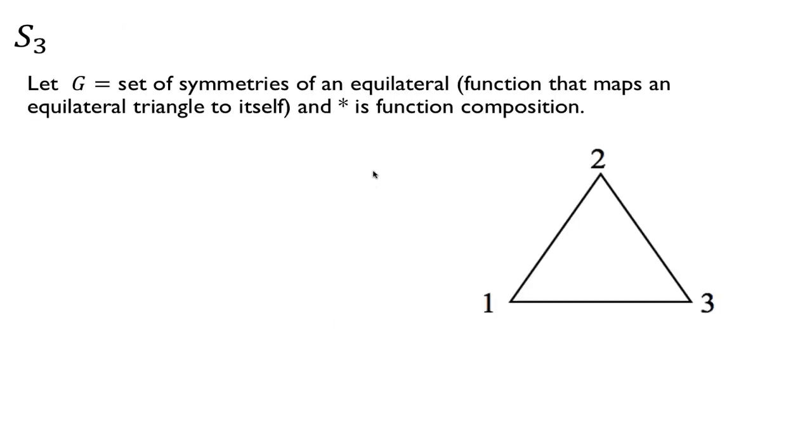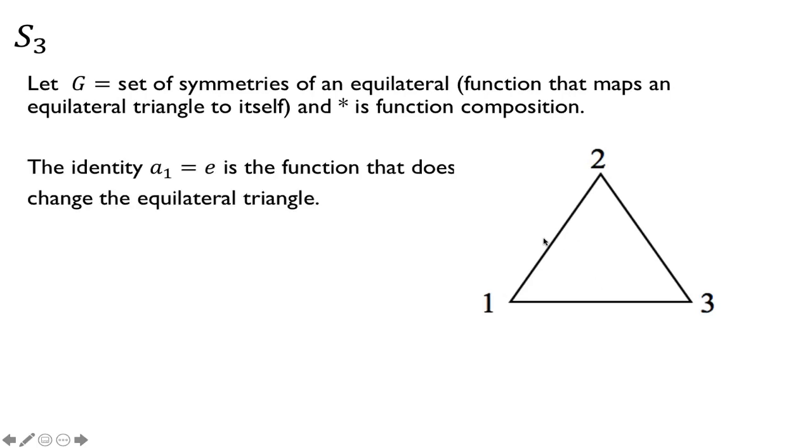Here's another example. If you have this equilateral triangle, we take a look at the group of symmetries of this triangle. In other words, you rotate or reflect so that this triangle is preserved. The symmetries are the elements, and the operation is function composition. If you have two functions, you just compose them. The identity is the symmetry that doesn't do anything. If I don't do anything, then that certainly is the identity.